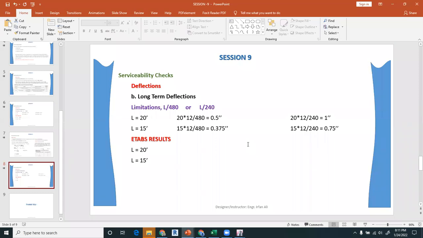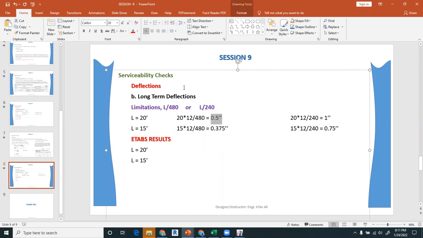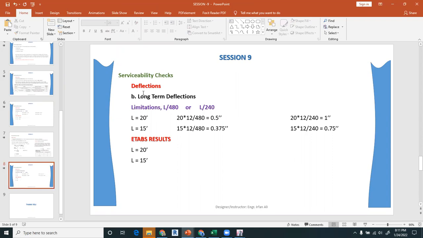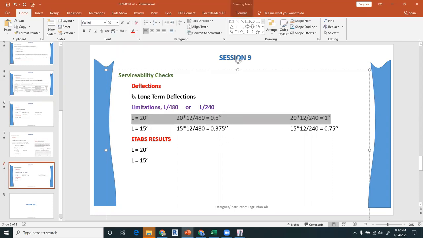And remember that in your design practice, if this value becomes a little bit more, for example, if the limit is 0.5 and you are getting a value of 0.7 inches, it does not mean that your beam or slab will crack or fail. It means that cracks will appear in the non-structure elements like walls or windows, right? So in our case, for the length 20 feet of the beam, we have this limitation of 0.5 inches, and for L by 240 it is 1 inch.